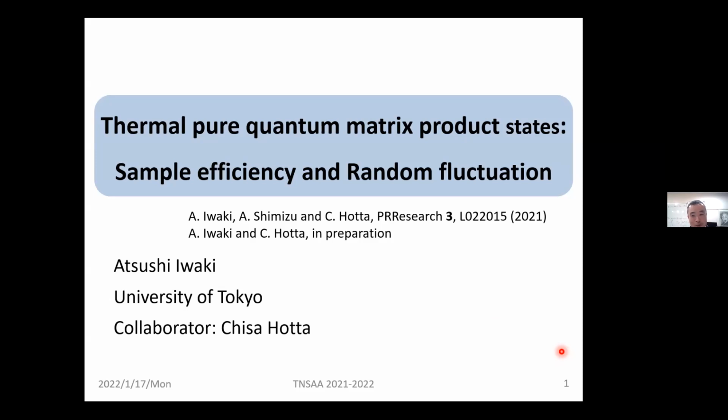Sample efficiency and random fluctuation. So Iwaki-san, please. Okay, thank you for the introduction.